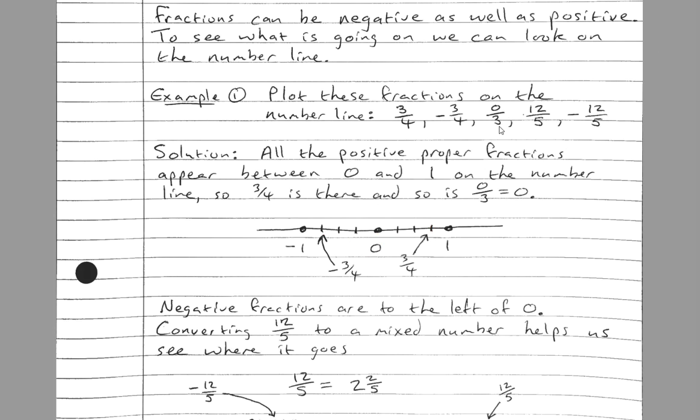How about this fraction, 0/3? Well, 0 over anything is just 0. So 0/3 is here. That one doesn't have a sign. It's just 0.